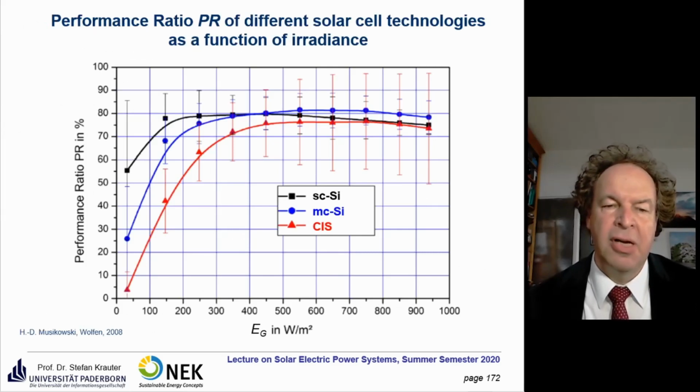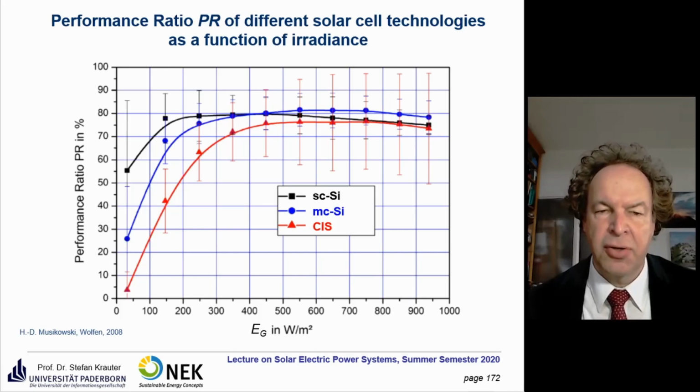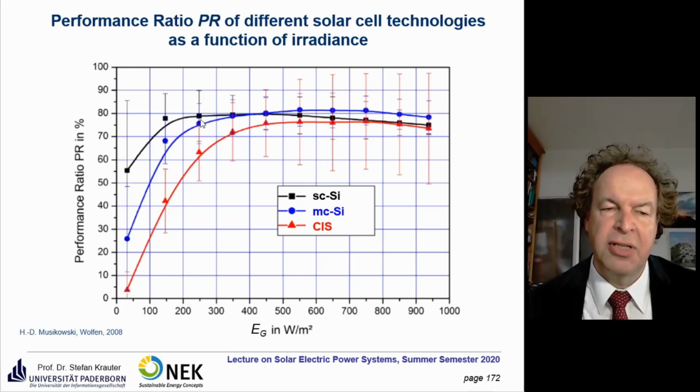Here you see an example of some photovoltaic technologies and how they perform at different irradiance levels. The y-axis is the performance ratio. Standard test conditions are 1000 watt per square meter, and you see here, for example, single crystalline, the black line, performs quite well, so the low light effect isn't very pronounced. For the other two technologies, multicrystalline and in particular CIS, you see a very pronounced weak light effect. At very low irradiance levels, the performance ratio is quite low.